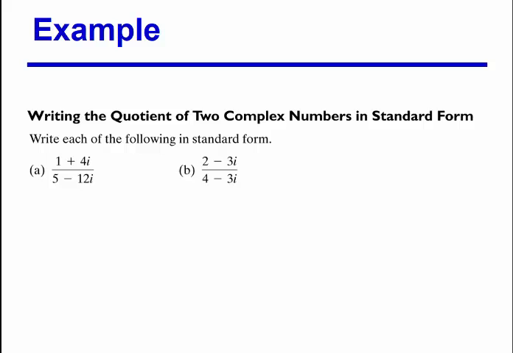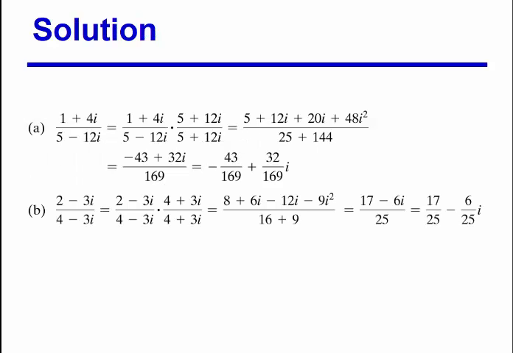So here we're going to write the quotient of two complex numbers in standard form. So we're going to write each of the following in standard form. Standard form is a plus bi. So we have (1 plus 4i) divided by (5 minus 12i) for a. And then for b, we have (2 minus 3i) divided by (4 minus 3i).